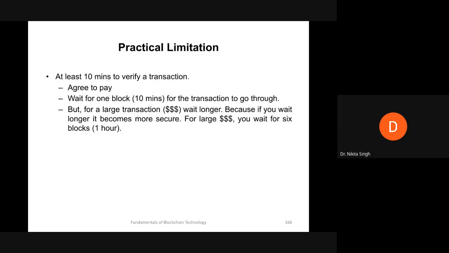But we have some practical limitations. That is, it takes around 10 minutes to verify a transaction. You have to wait for one block, that is 10 minutes, for the transaction to go through. But if you are performing a transaction of, say, thousands of dollars, you will have to wait longer for it to become more secure. So for larger transactions, you will have to wait for 6 blocks or 1 hour to get your transaction confirmed. So this is the practical limitation.